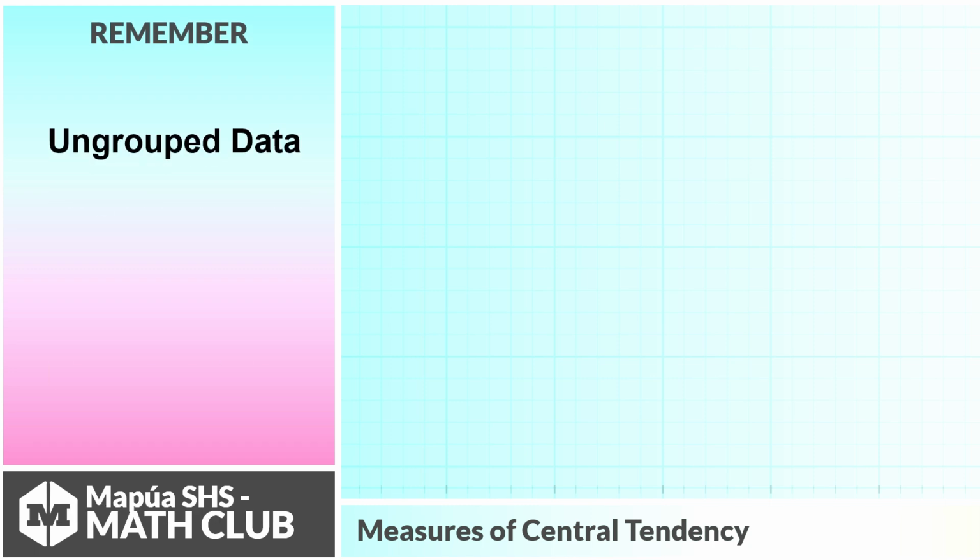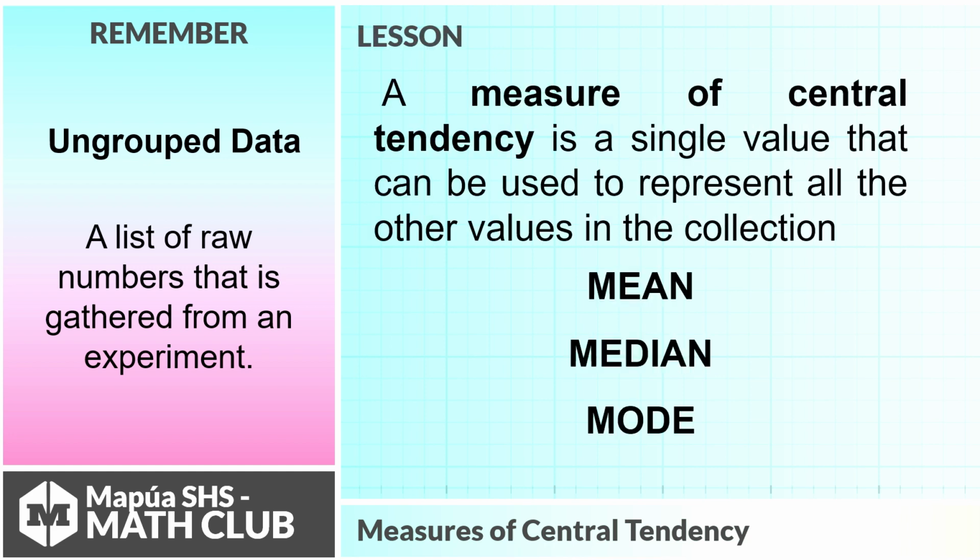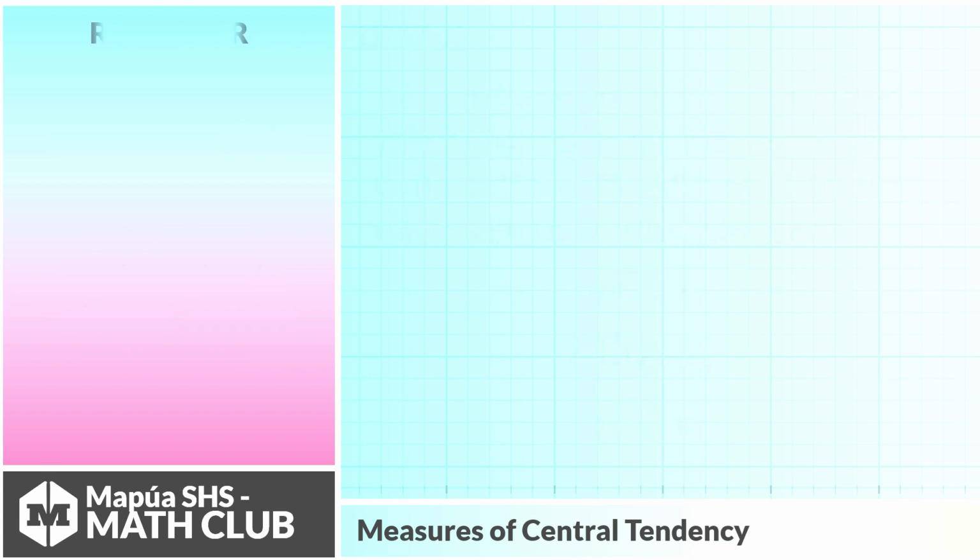So before we determine the measures of central tendency, we must first define ungrouped data and measures of central tendency. Ungrouped data is the list of raw numbers gathered from an experiment, while the measure of central tendency is a single value that can be used to represent all the other values in the collection. The three measures of central tendency are mean, median, and mode. For the first one, let us discuss the mean.